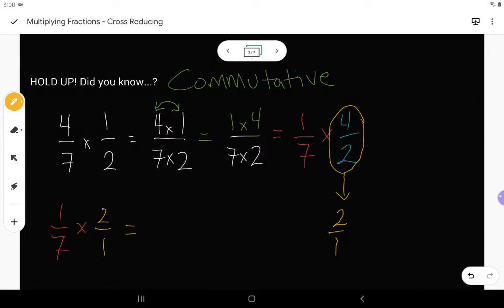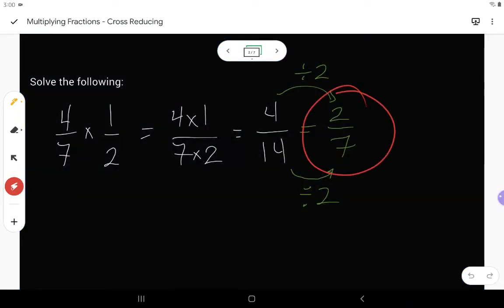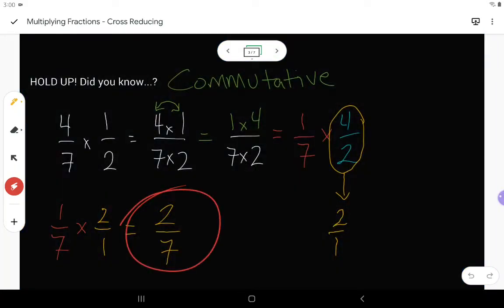Well, now when I do this, it's just 1 times 2, which is 2, and 7 times 1, which is 7. Wait a minute, 2 over 7? No way, that's what I got here. I got 2 over 7, I got the same thing. What in the heck happened?